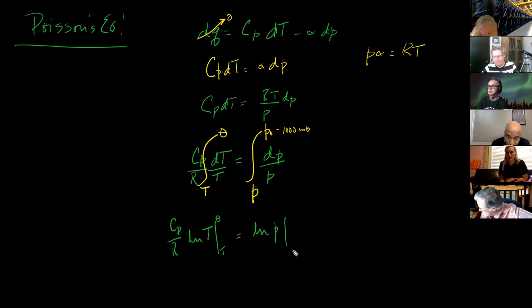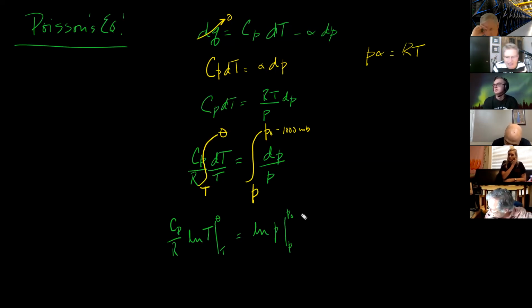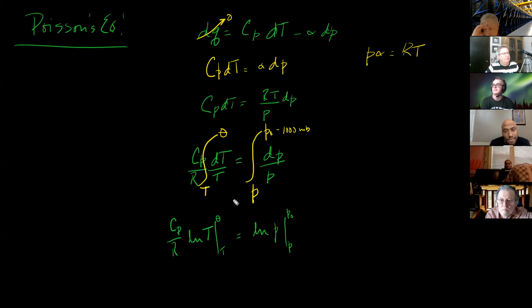Do you want us to plug in 1,000 or keep it as P naught? As long as you know that P naught is 1,000, you keep it as P naught. Aren't the limits flipped, based on what it says in the book? Nick asked an interesting question: based on what it says in the book, aren't the limits flipped? It depends where we're going. If I flip the limits over here and I flip the limits over there, what would the difference be? Nothing. If I flip limits with any integration, what am I really doing?